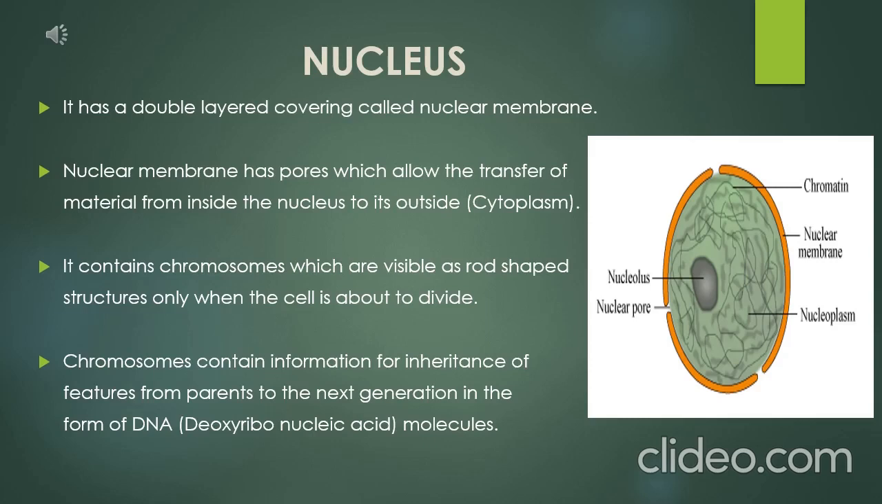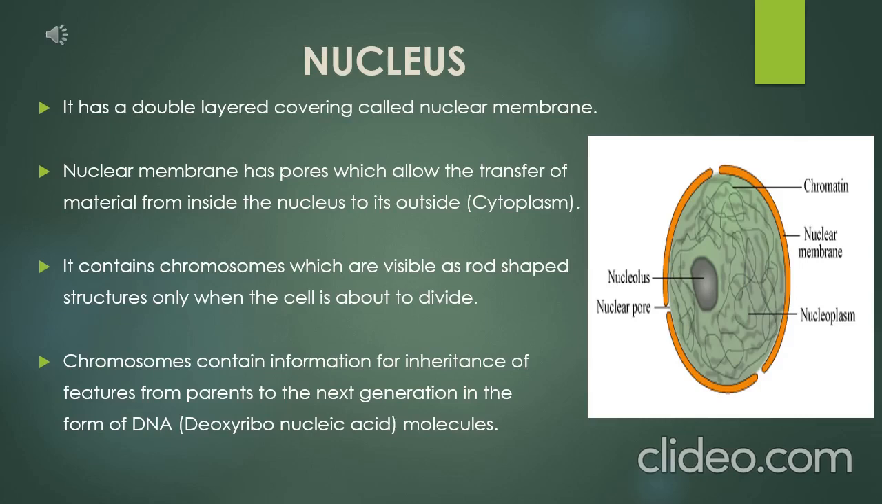Then the nuclear membrane has pores which allow the transfer of materials from inside the nucleus to its outside or cytoplasm. Meaning the nucleus is present inside the cell, and outside it the nuclear membrane has small pores. You can see in that picture also, the nuclear pore is mentioned here. So these are the small pores through which certain materials are transferred from inside the nucleus to outside.